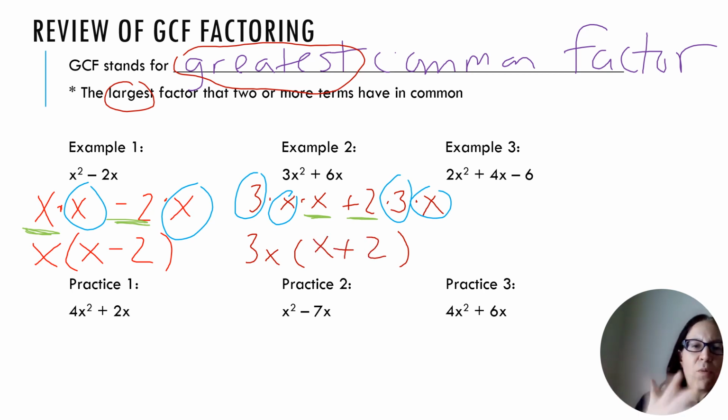And again, you might be saying, but wait a minute, now there's a 3 that's gone. What happened to the other 3? We factored it out. Watch what happens when I distribute. 3x times x would give me the 3x squared. 3x times 2 would give me the 6. So if you just distribute it back, you will see the 3x did not go anywhere.